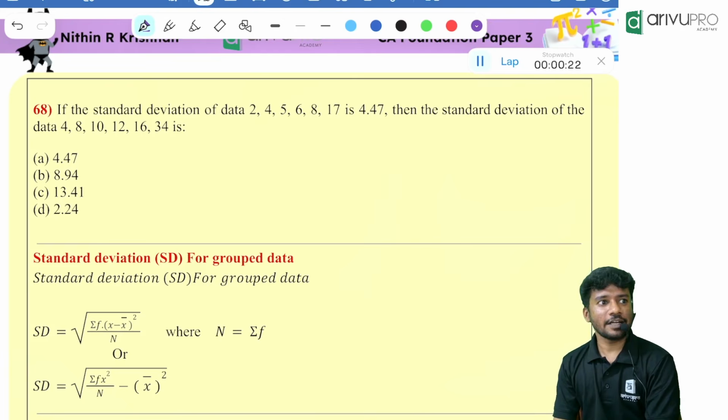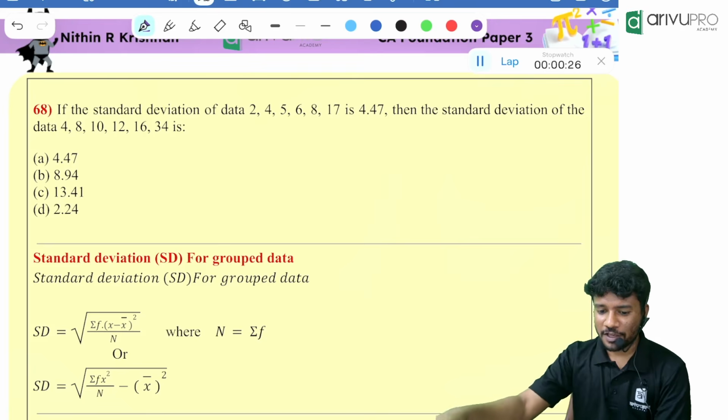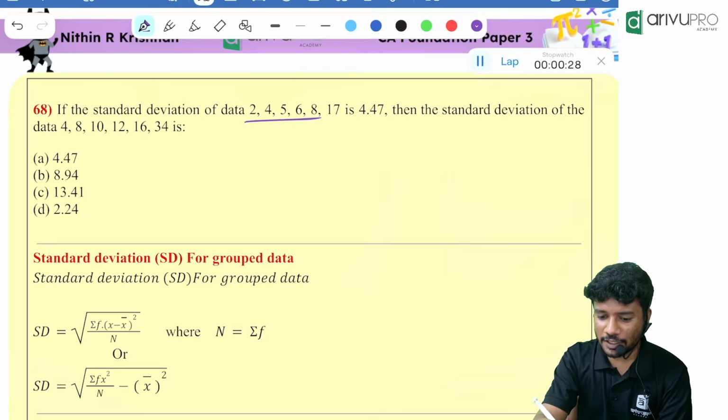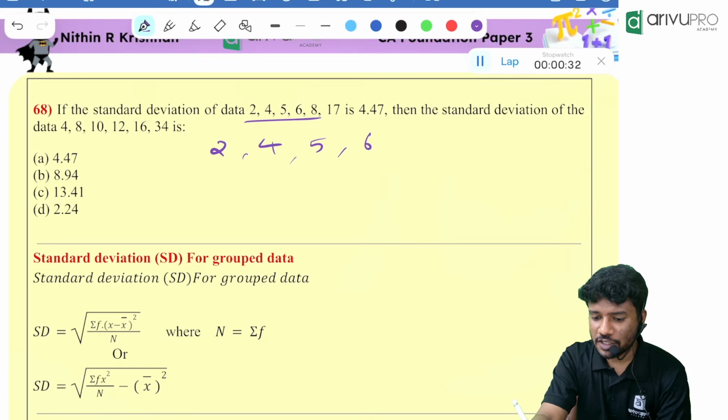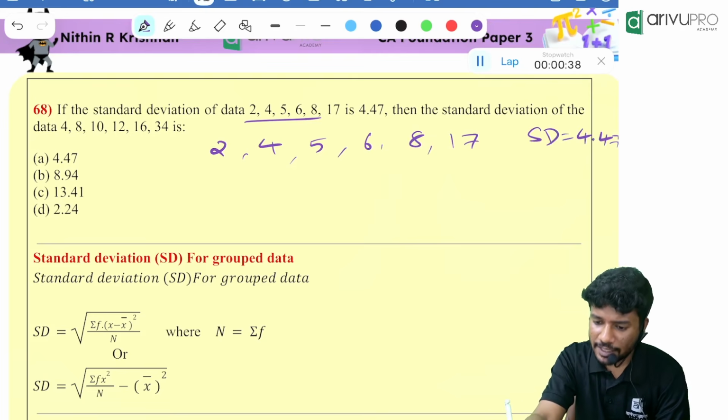8.94. Yes. How did you get that idea? Because look here. First data set is given: 2, 4, 5, 6, 8, then 17. Their standard deviation is 4.47. Then the next set is given: 4, 8, 10, 12, 16, 34.